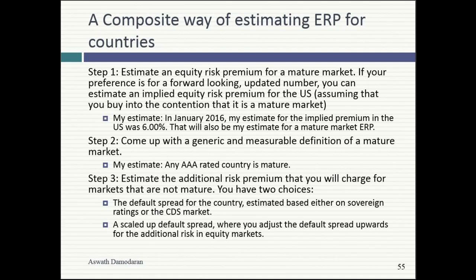So the 6% base premium you're going to see is the premium that I got for the US. That number is going to populate the entire spreadsheet. Wherever I see a AAA country, I'm going to put a 6% premium on it. You see my logic for doing that?